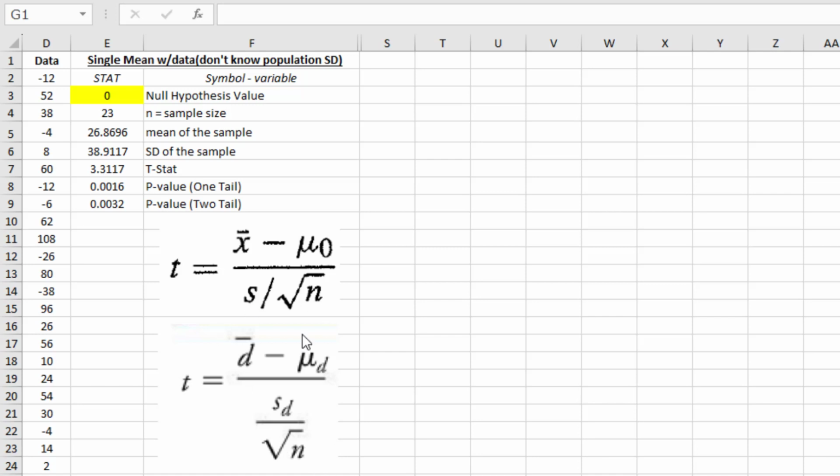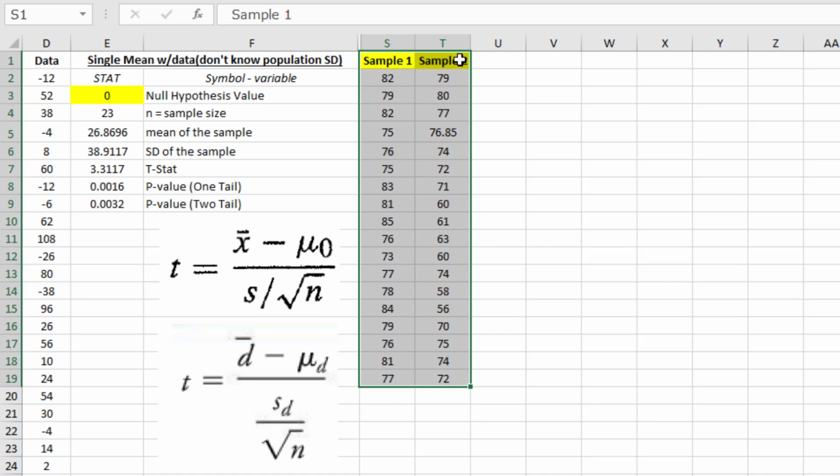If we literally just took all of our difference scores and put them in this column, our calculator that we created earlier for just a single mean with data would already do it for us. So really, that's all you would need to do, right? You could literally just paste your data. Let's say I've got some data here. I'm going to paste it right here, and these are my two samples.